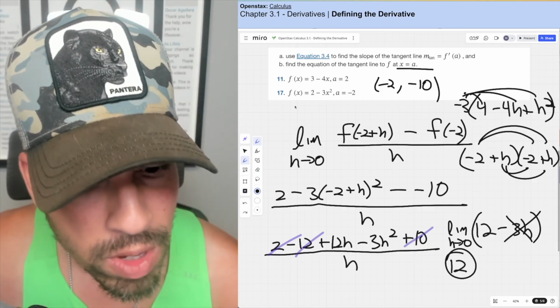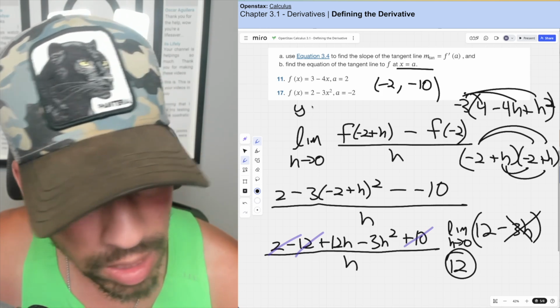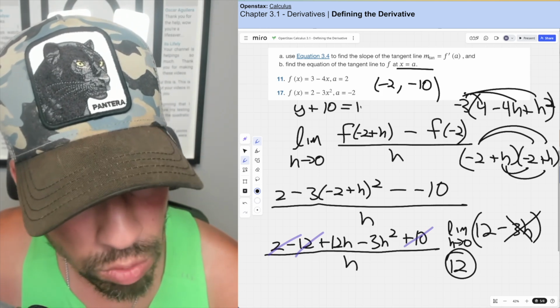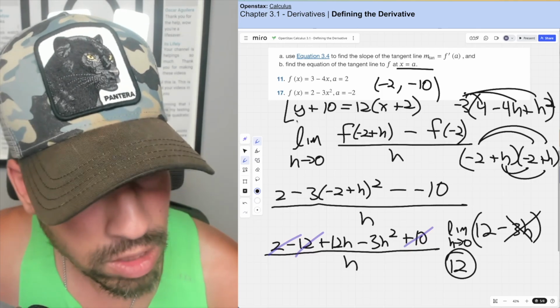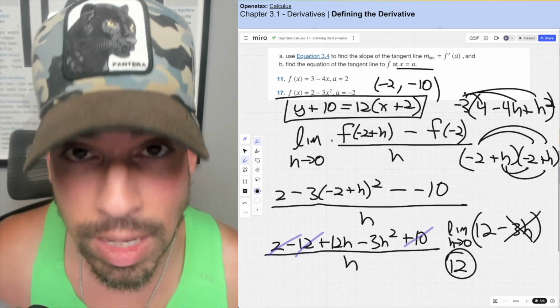So now let's write it out. We've got y minus negative 10, which is plus 10, is equal to the slope times x minus negative 2, which is plus 2. That's my tangent line equation. That's how you do it.